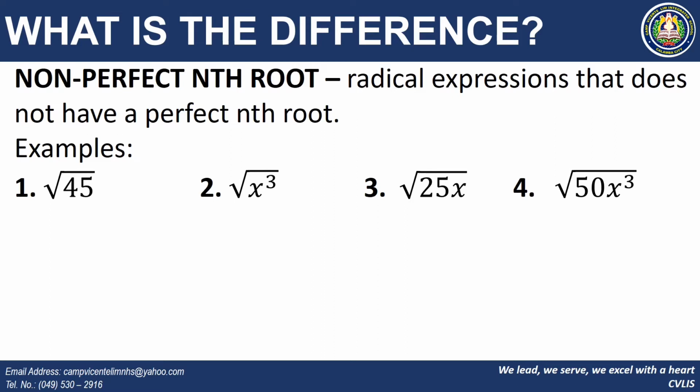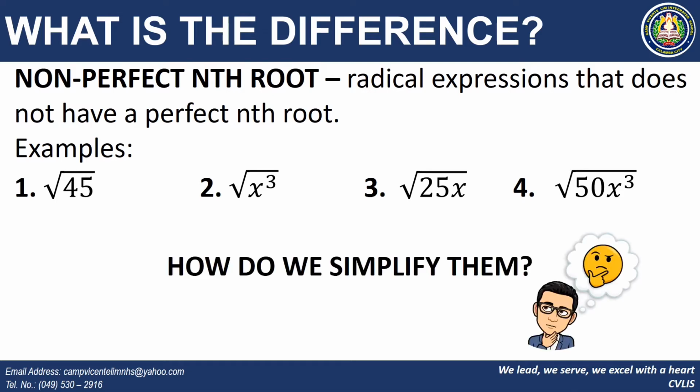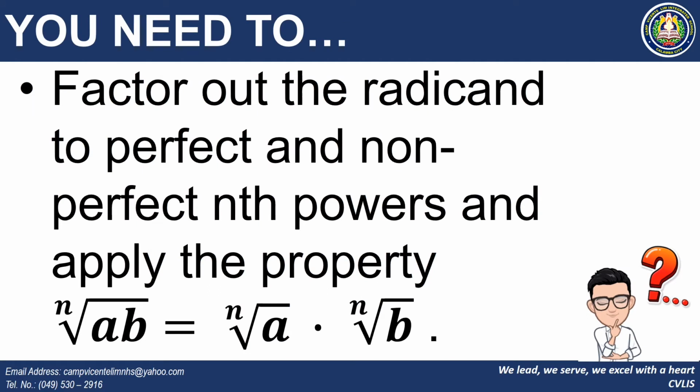While non-perfect nth roots are those radical expressions that do not have a perfect nth root. For example, square root of 45, square root of x cubed, square root of 25x, and square root of 50x cubed. The question is, how do we simplify them? All you need to do is to factor the radicand into perfect and non-perfect nth powers and apply the property: the nth root of AB is equal to the nth root of A times the nth root of B.